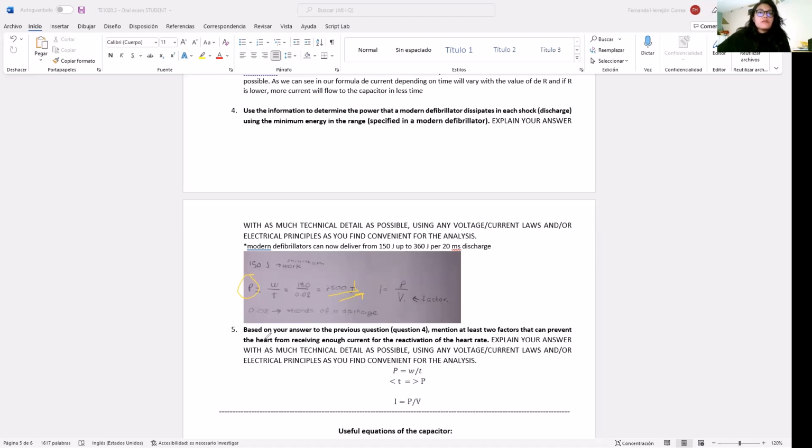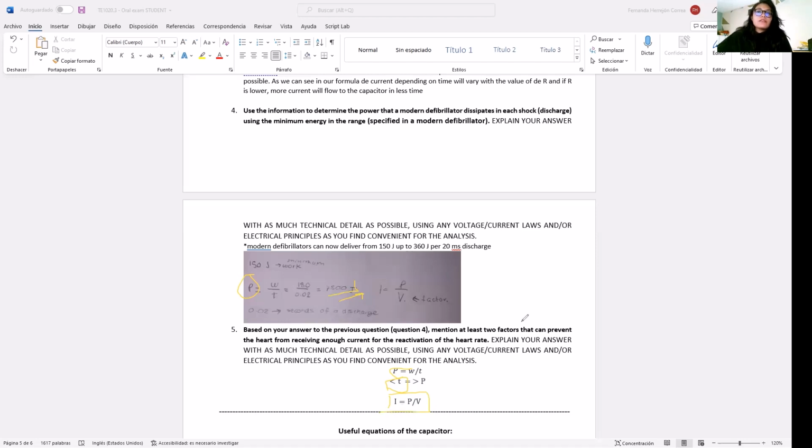And for number 5, the two factors that can prevent the heart from receiving enough current will be, again, time. If the time is higher than the previous value, of course, following our formula, power will be less. So it will prevent the heart from receiving enough current. Since we have another formula for current, that current is power over voltage. So if our time is less, our power will be less, affecting the current formula.